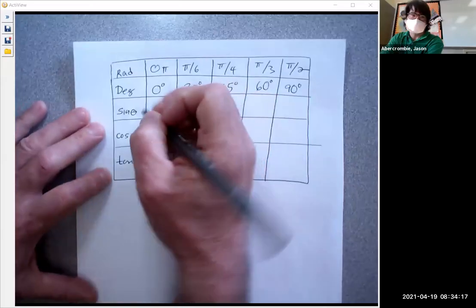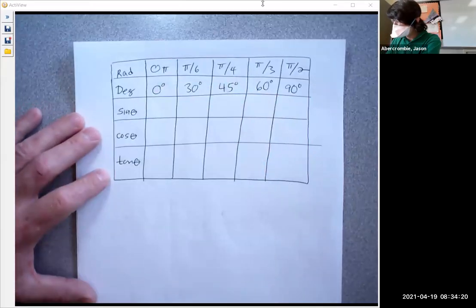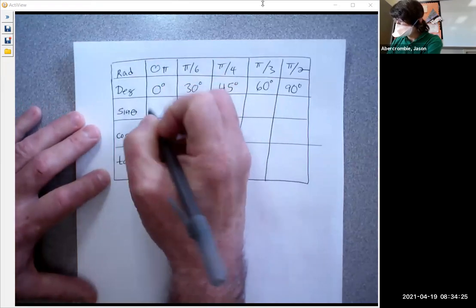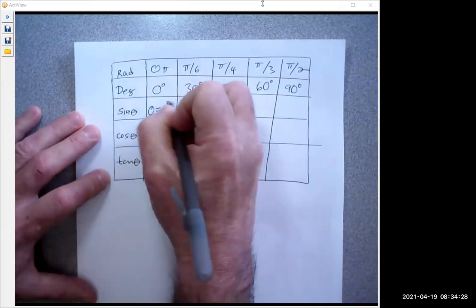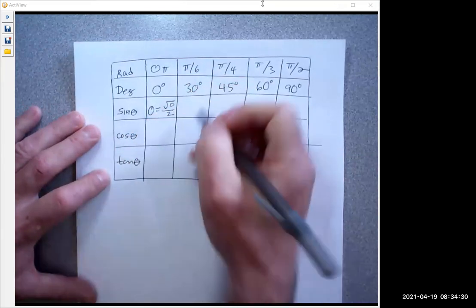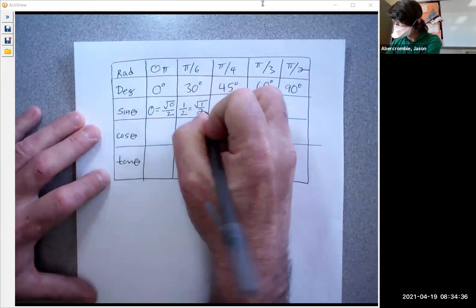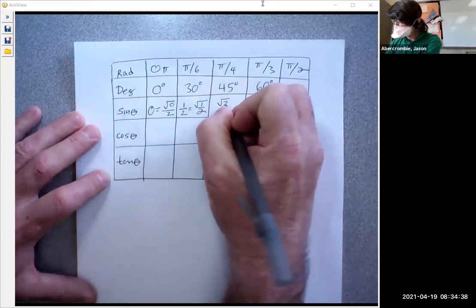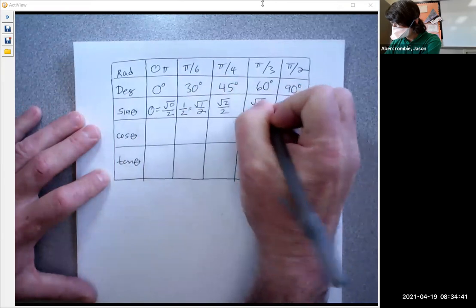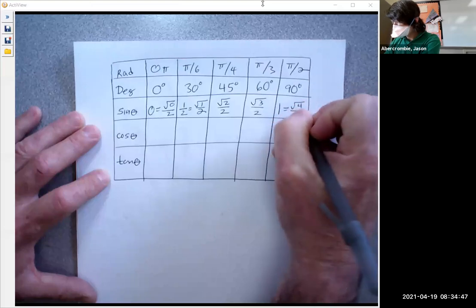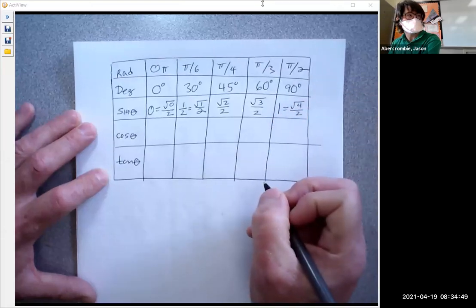Okay, for starters, I want to just fill this chart out one more time. And like I said, my old one's getting kind of worn out, and I think this would be a good thing to recall real quick. The sine of 0 is 0, which is the square root of 0 over 2. The sine of 30 is a half, which is the same as the square root of 1 over 2. The sine of 45 is the square root of 2 over 2. And then the square root of 3 over 2. And then the sine of 90 is 1, which is the square root of 4 over 2.